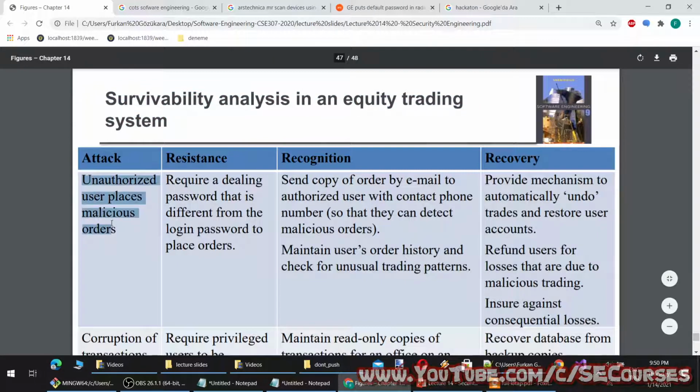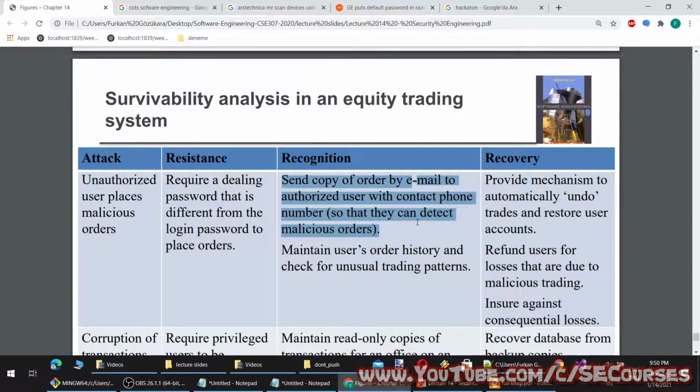Okay, so the attack: an unauthorized user places malicious orders. What could be the resistance against this attack? Require a dealing password that is different from the login password to place orders. So this is two-stage protection. Recognition: send a copy of orders by email to authorized users with a contact phone number so that they can detect malicious orders.